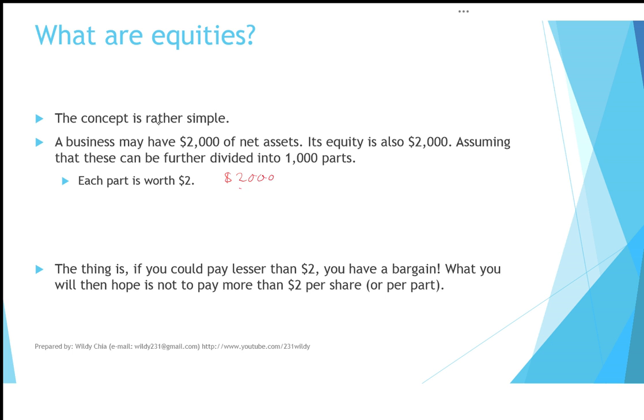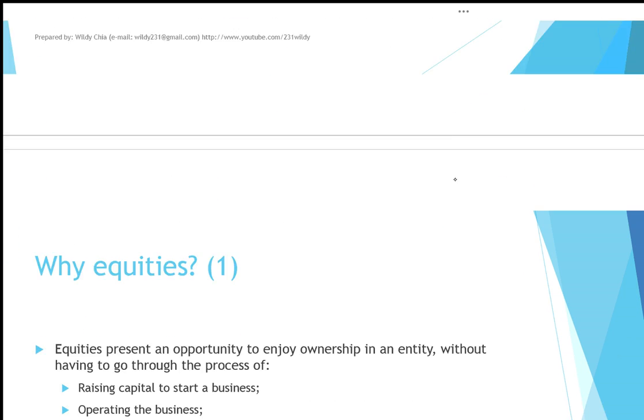So if you were to take $2,000 divided by 1,000, that tells us that each part would be worth $2, and each part is better known as a share. Each share is worth $2. Which means that if you pay $2 for a share of the business, this is a fair price. Obviously, if you could pay less than $2, then it is a bargain, right? Of course, what you hope is that you do not end up paying more than $2 per share. That would be horrible, all right?